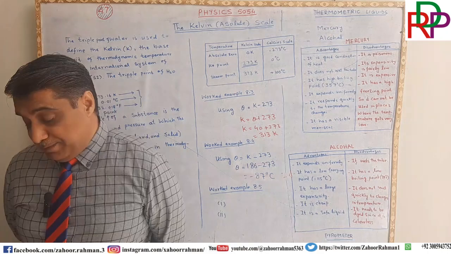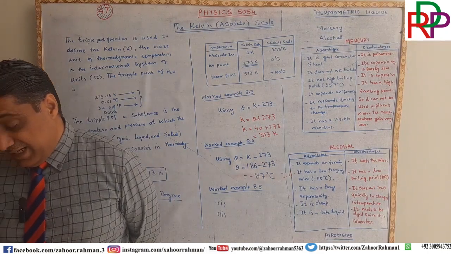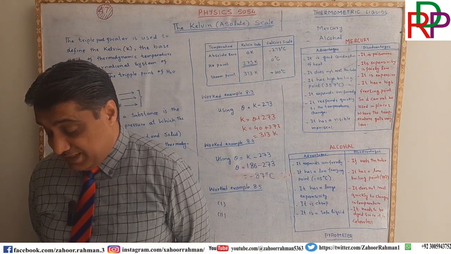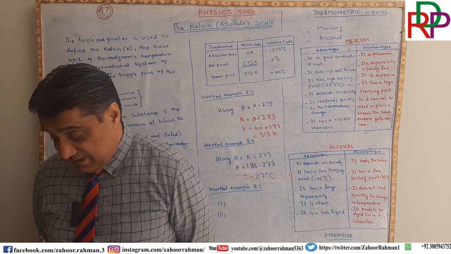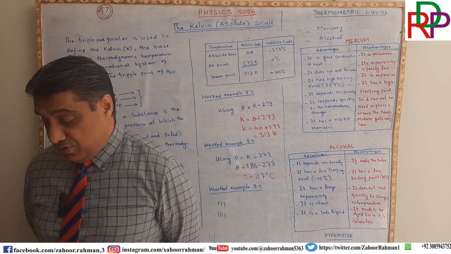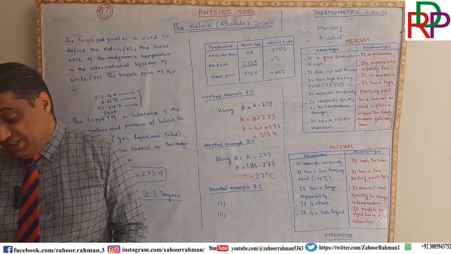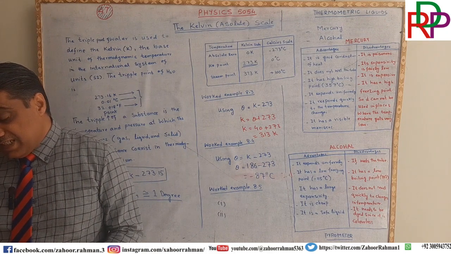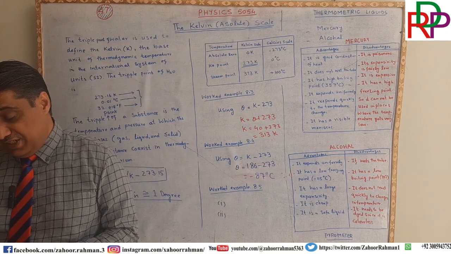Now the third example is of importance. They are saying 8.5, a kettle containing water at 30 degrees Celsius. So remember, we have to put 30 degrees Celsius, is heated to 100 degrees Celsius.